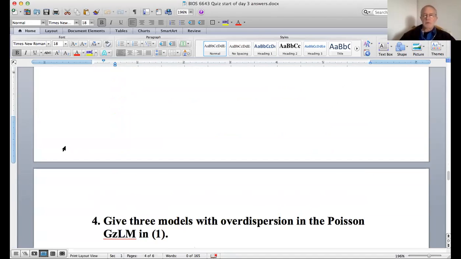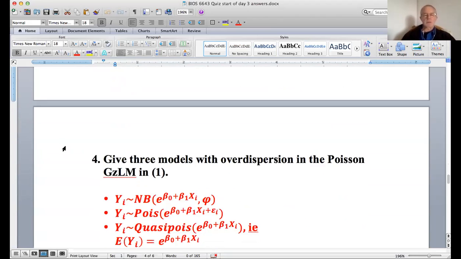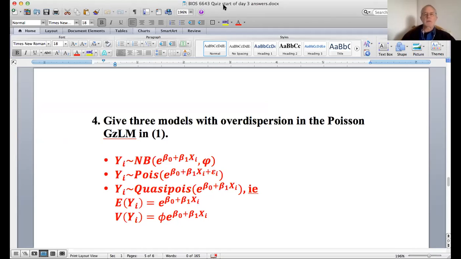Okay, give 3 models for over dispersion in the Poisson generalized linear model. I'm not going to go through these. These are exactly the 3 that I just talked about. I just wrote the equations here.